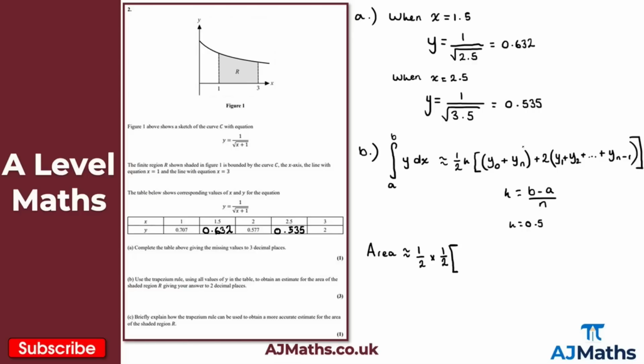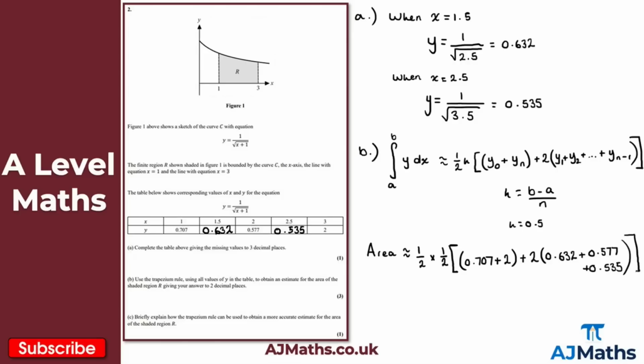And we times all this here. So it's the first term and we add the last term together. So I've got 0.707 plus 2. Now I've got 2 lots of everything else. So I might run out of room a little bit here. Let's see if we can fit all this on. We've got 0.632. We've then got 0.577. Then we do the next one underneath here. I've got 0.535 there.